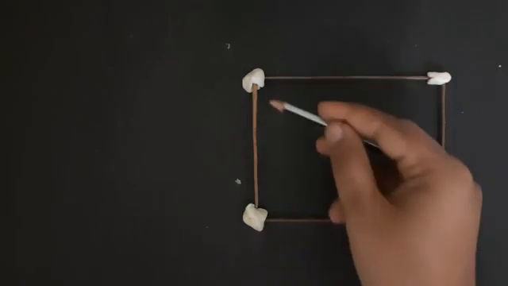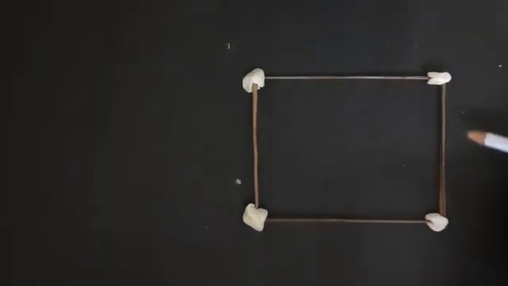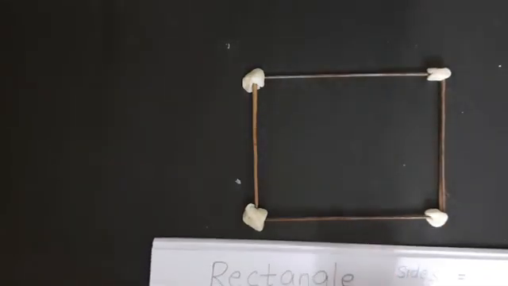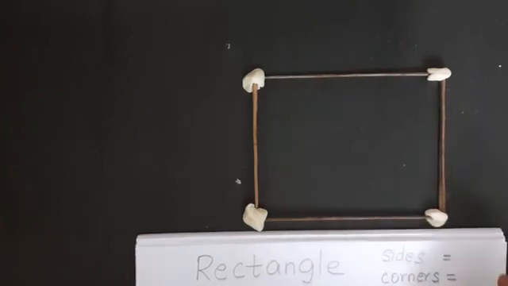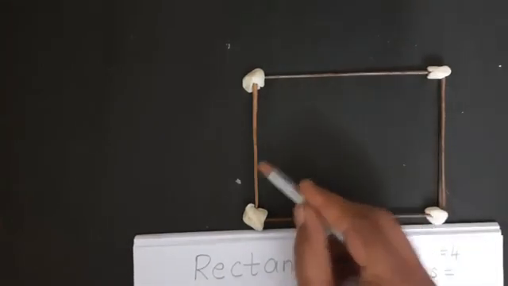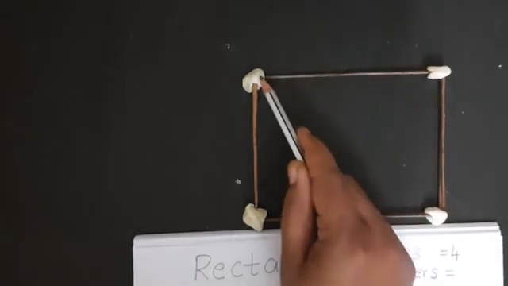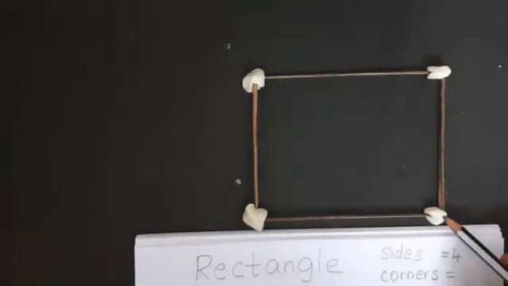Okay children. Now we are going to learn the number of sides and corners the rectangle has. How many sides and corners does the rectangle have? 1, 2, 3 and 4. So how many sides do we have, children? Yes, we have 4 sides. 1, 2, 3, 4. And how many corners do we have? 1, 2, 3, 4. We have 4 corners.